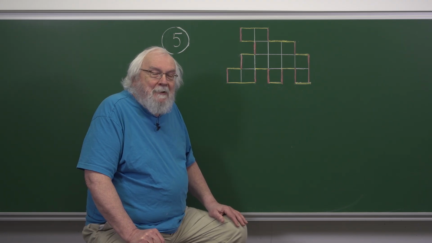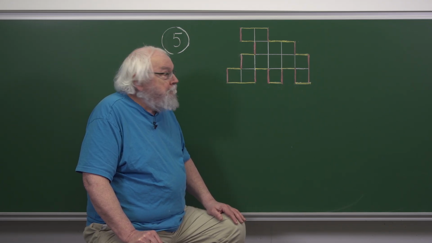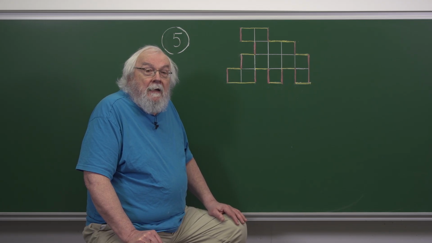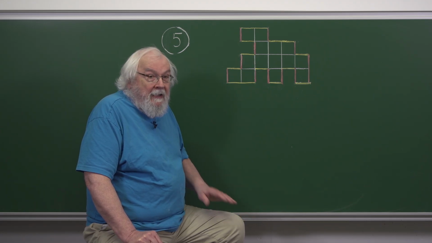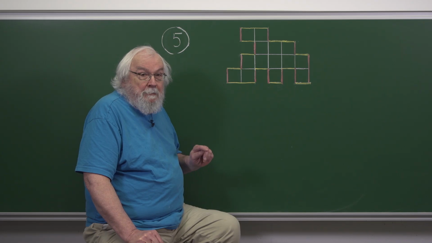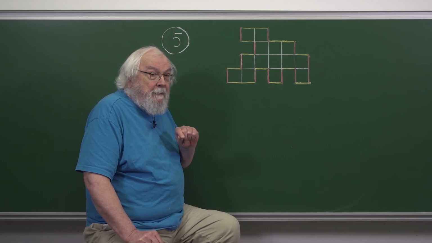In this question, we're looking at polygons built from unit squares. And you're interested in the number of sides that such a polygon can have. Now you have to be careful to distinguish between sides of the unit cells and sides of the polygon.